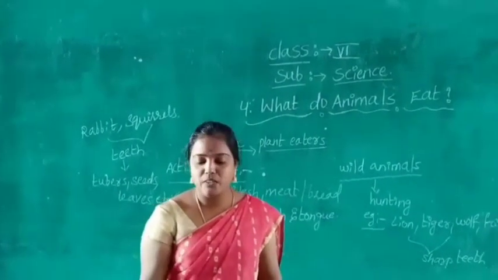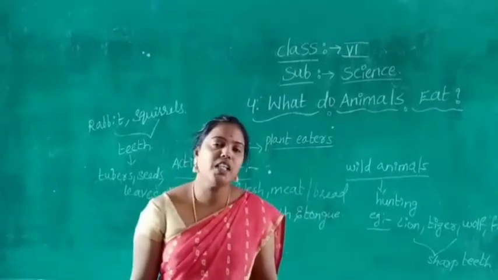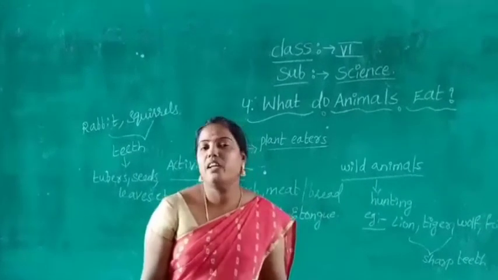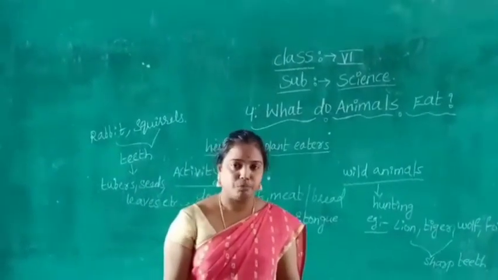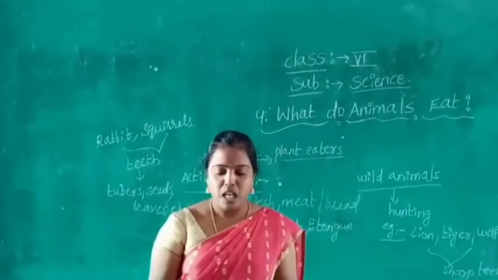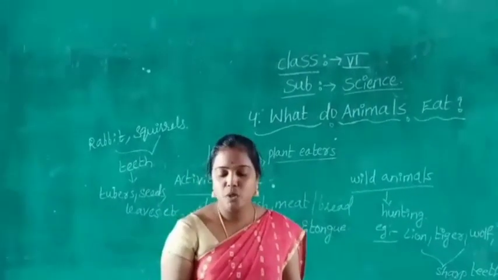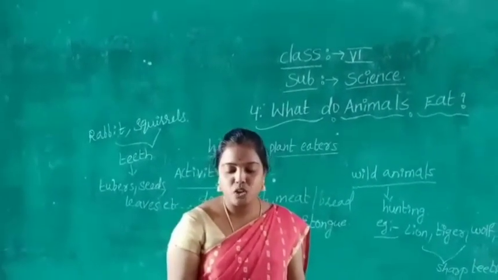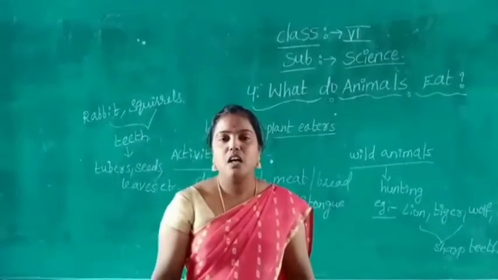Okay, next, activity 8, using tongue. Children, the tongue is very helpful to catch insects in some animals and very helpful to swallow the food in some animals. See activity 8 in your textbook, using tongue. Compare how the frog, cow and dog use the tongue. Compare the diagram and write here.